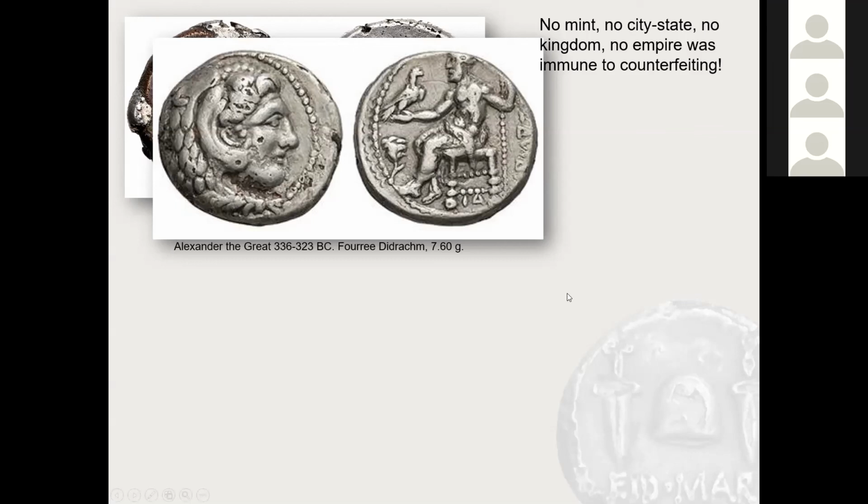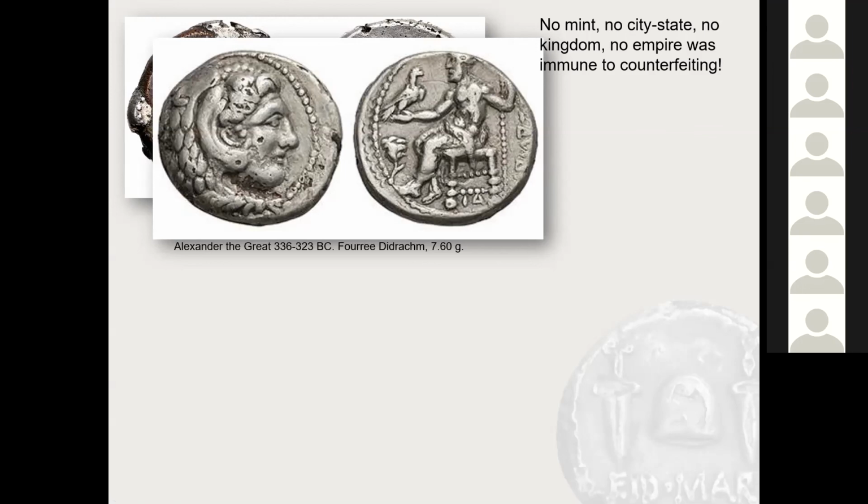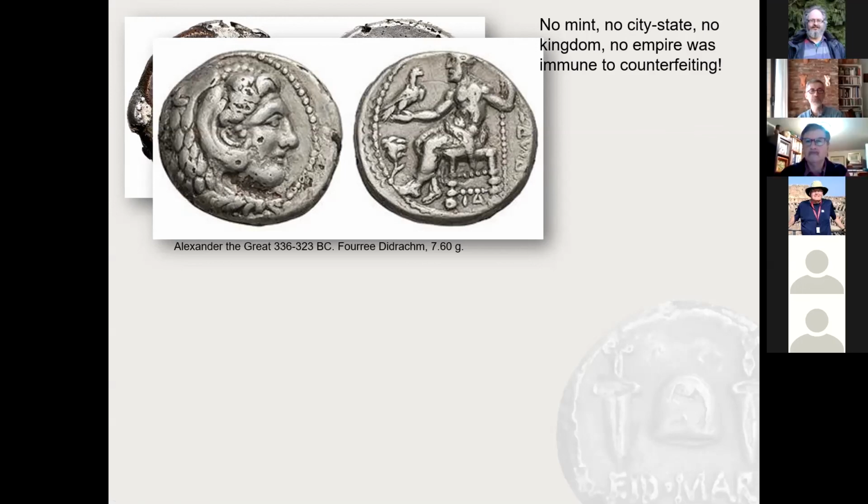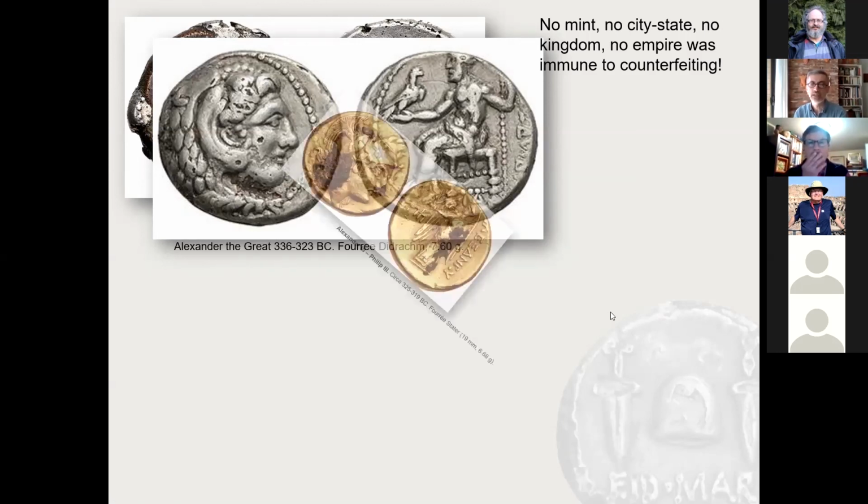But this is a sophisticated process. This cannot be done by simple counterfeiters. You have to know how to make your molds. You have to know how to plate them, and then of course circulating them or passing them into circulation is another issue.